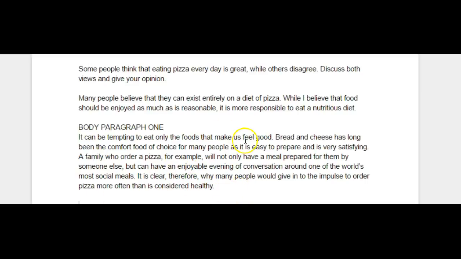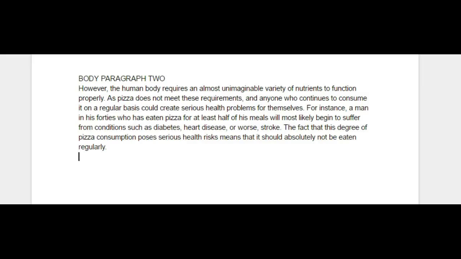So you can see then, it's clear, isn't it obvious, the things that I've said, why people would feel that ordering pizza every day is fantastic. Because on the surface, superficially, it is. However, so body paragraph 2, why is pizza bad?